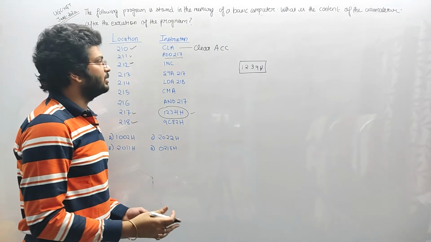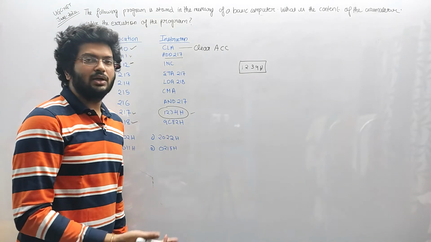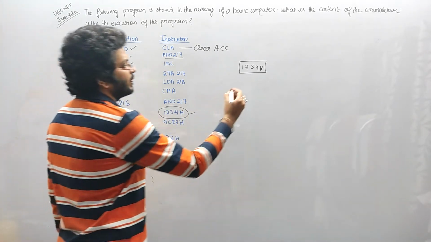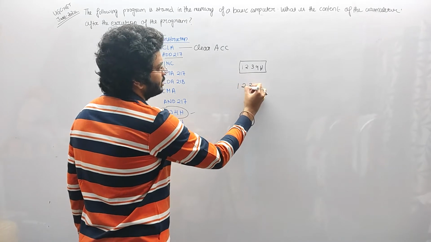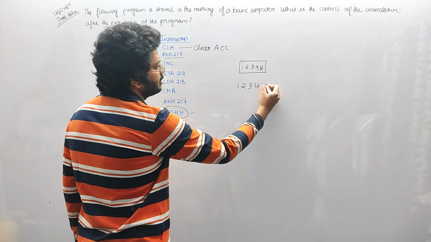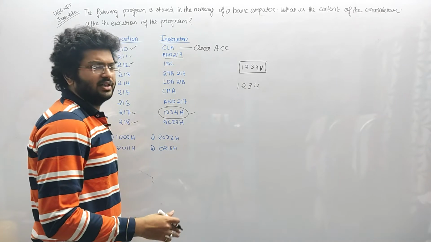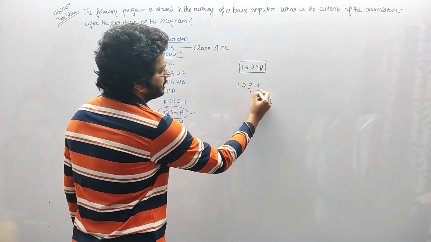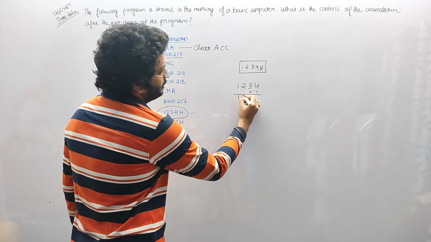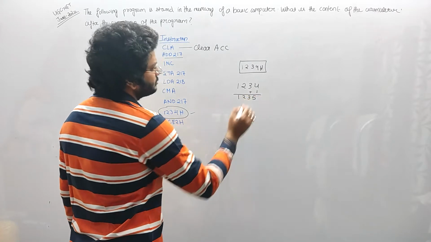INC stands for increment, meaning we have to increment the contents of the accumulator. Now I have 1234H. H is the notation for hexadecimal. So I have to increment it by plus 1. So it will be 1235.